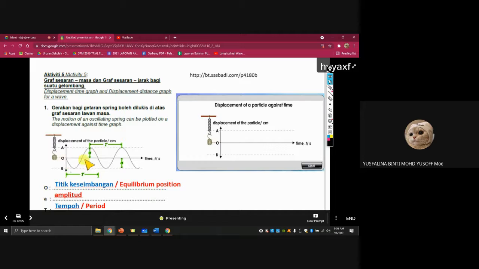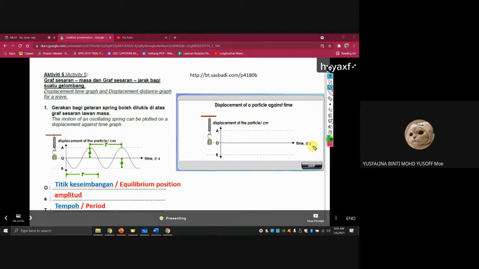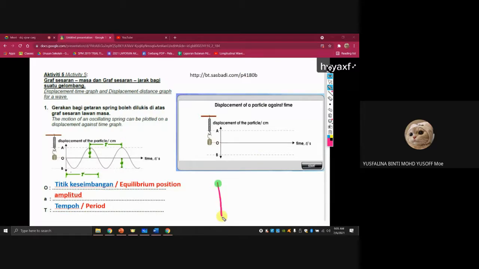And the period here is from the equilibrium position to here. Two semicircles is the period. So this is for displacement against time. I repeat again, for the displacement against time graph, this is the graph, this is the displacement, and this is the time in seconds.